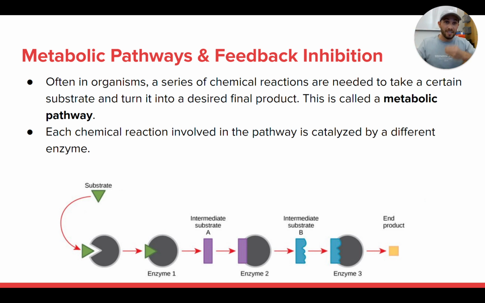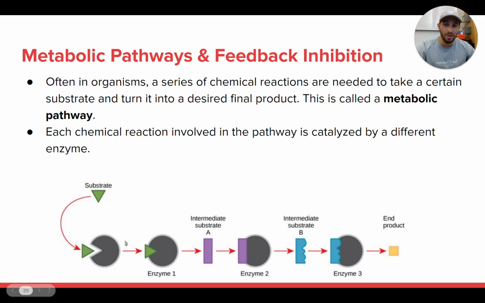And so more often what we find is that very commonly, in order to take this molecule that you have in a cell and turn it into this desired new molecule, there's actually a series of chemical reactions that have to take place in order for that to happen. It's not just one reaction, but multiple reactions that take place consecutively to take that starting molecule and ultimately turn it into this new molecule that we want. And each of those chemical reactions is going to be controlled by a different enzyme. And that's what we call a metabolic pathway.